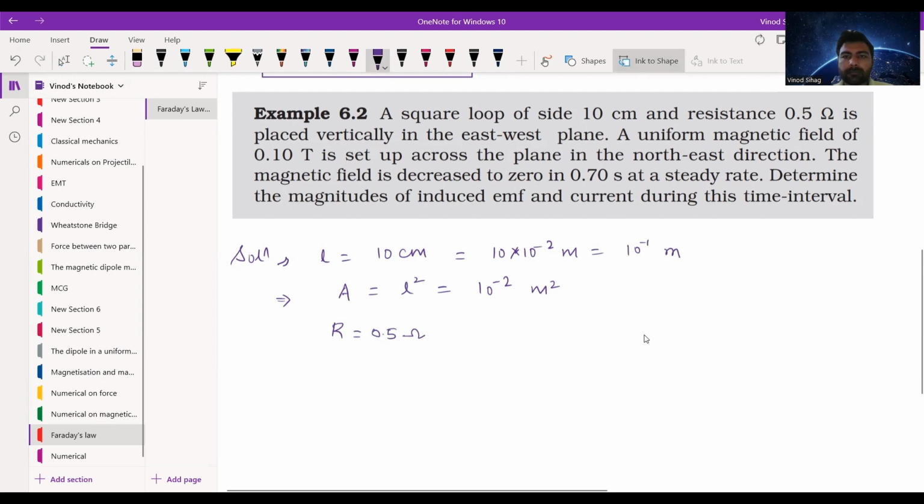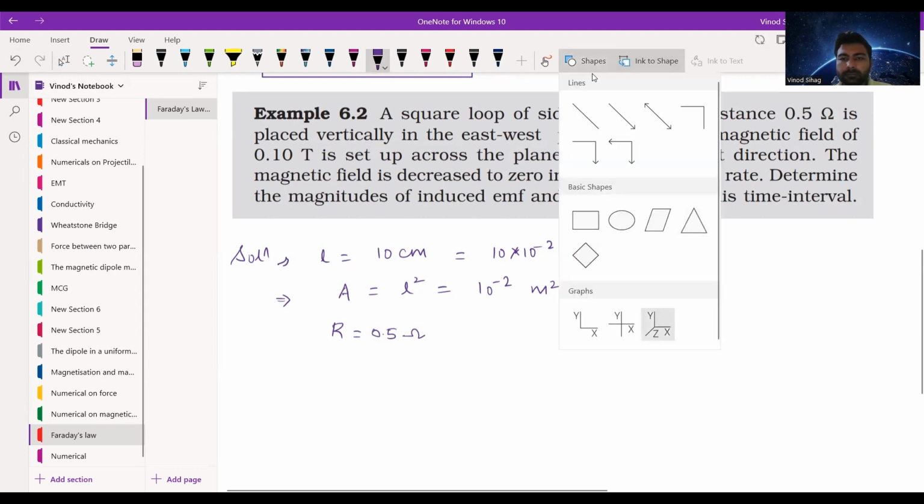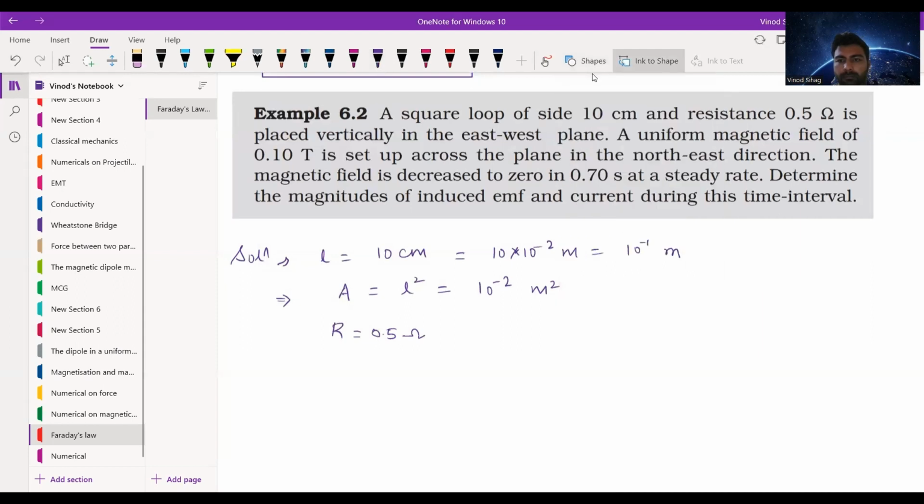One second. So this will be the coordinate system. Then the axis can be seen as this will be the north, and it will be south, and then east and west. So basically, what they are saying is that it is placed in an east-west plane. East-west plane means we can say the horizontal plane.